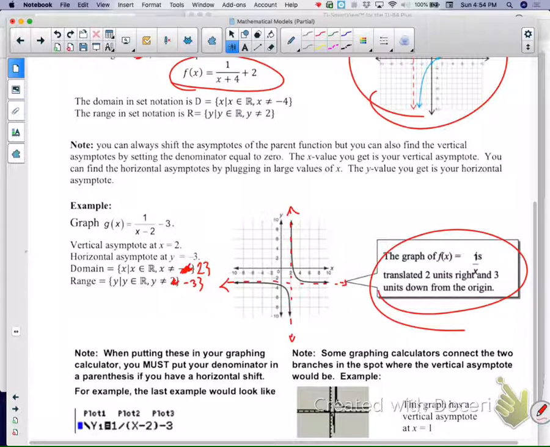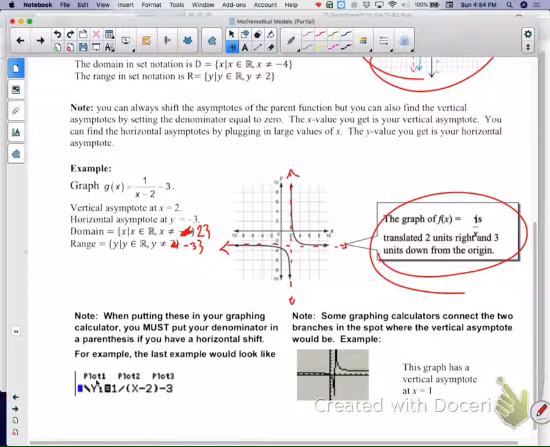Now when you're putting these in the graphing calculator, which we'll do here shortly, make sure that you put that entire denominator in parentheses, otherwise it will not graph correctly. I think most of you should be good here, but there are some older graphing calculators that connect the branches. So this is not the same graph as up above, but you can see the branches right here. There's one branch and there's another branch, and it's connected in the middle. That line in the middle is actually your asymptote, which in this case looks like it would be at about x equals negative 1.